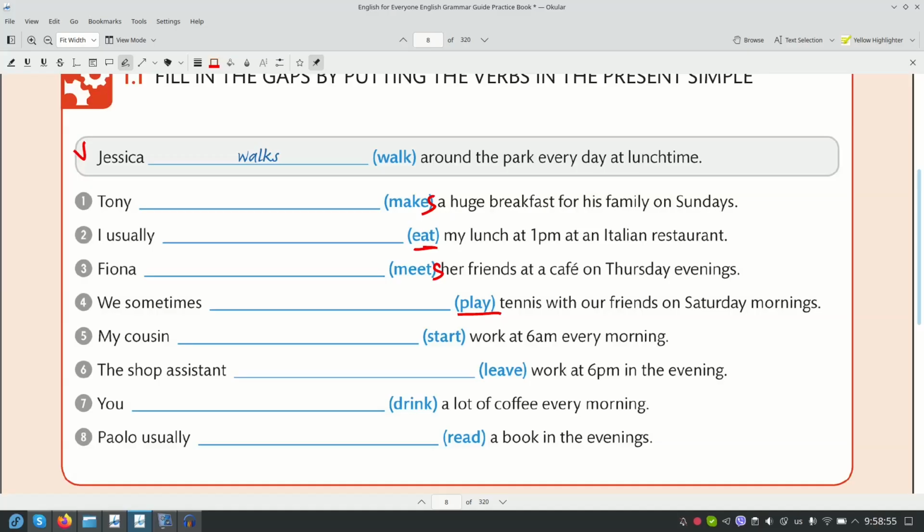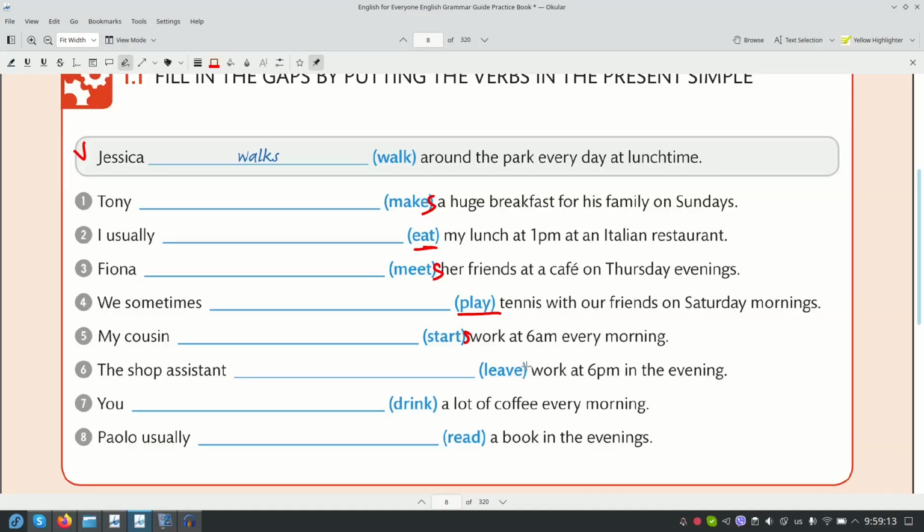My cousin starts walking at 6 a.m. every morning. Great, because it is only one cousin. I am talking about one cousin. The shop assistant leaves work at 6 p.m. in the evening.